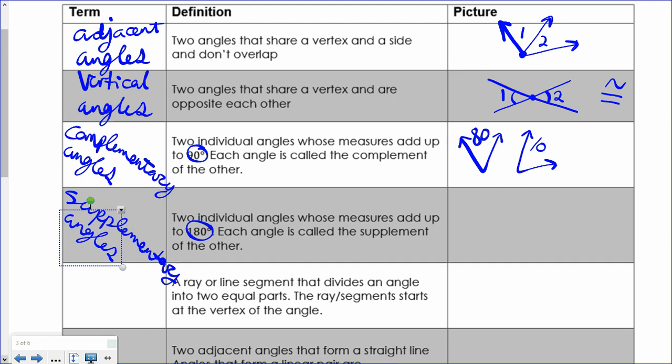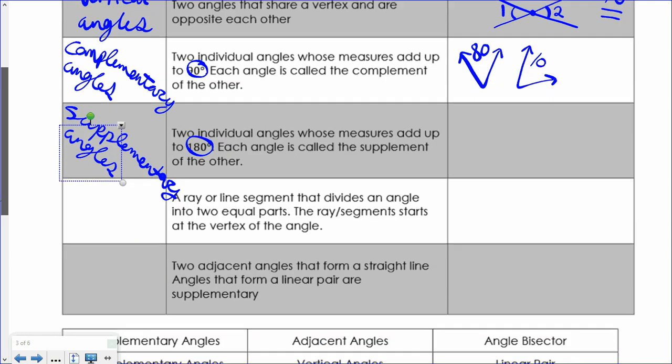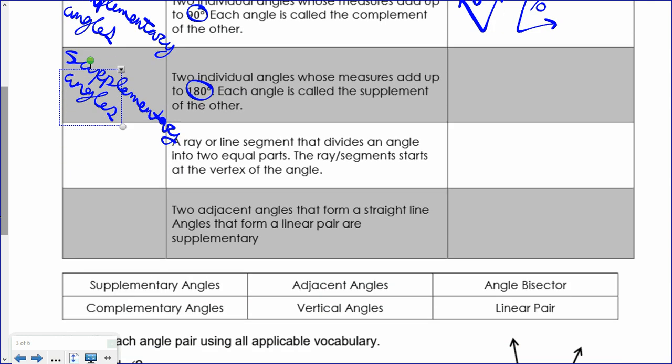All right, so supplementary angles are the ones that add up to 180. So you can draw an illustration of those as well. I want you guys to draw one obtuse angle and then one acute angle with arrows.